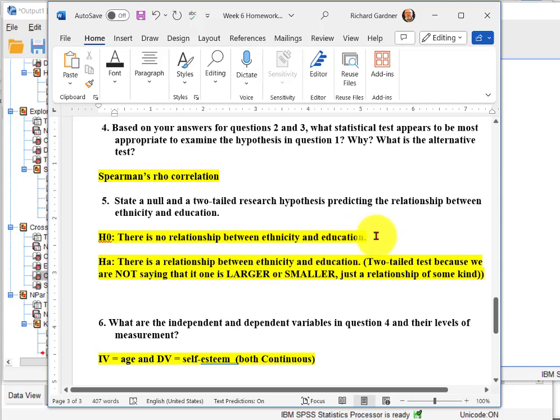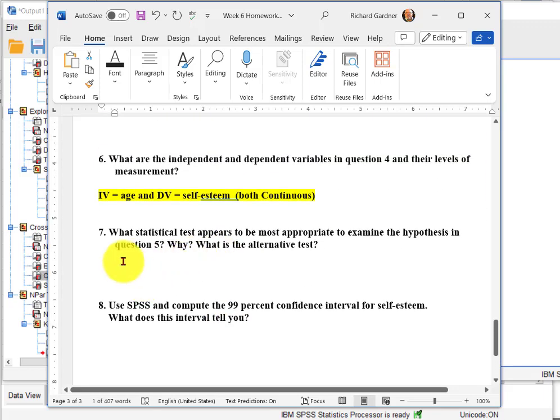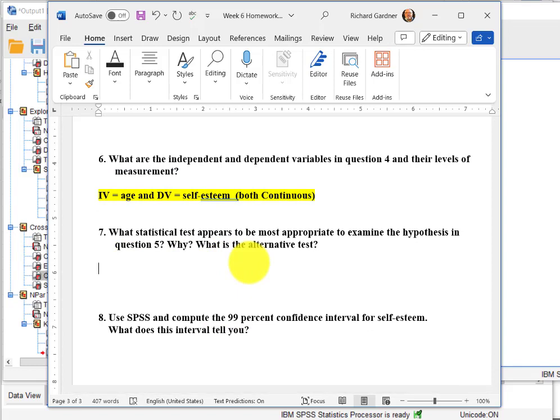All right, what statistical test appears to be the most appropriate for number 5? So you look at the variables. Relationship between ethnicity, which is categorical, and education, which is ordinal. You have two different ways to go here. You could either run a chi-squared test, which looks at the association, or what we used to call relationship, but now we call it association, between two categorical variables.